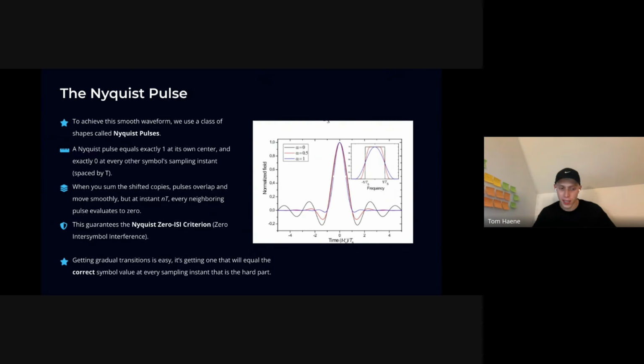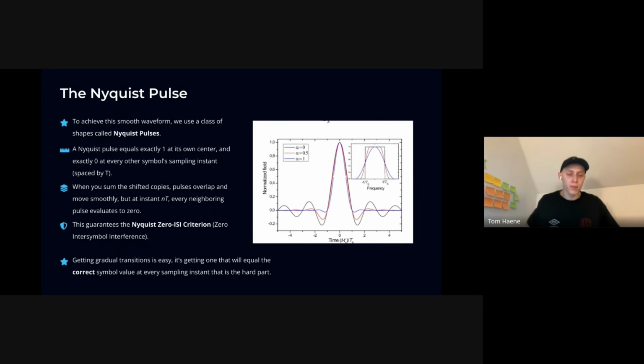Remember, the key idea here is that we don't care about holding the symbol value, or the amplitude, constant for the entire symbol interval duration. All we care about is having it be the correct value at the right time. And that is what using a Nyquist pulse shape ensures. If you don't want to get into the 1 at sampling and 0 at other symbol sampling instants, don't worry about that stuff. Just remember that this is the term for the pulse shape that satisfies what I'm trying to tell you, where it's correct at the right time, and that's it, right?